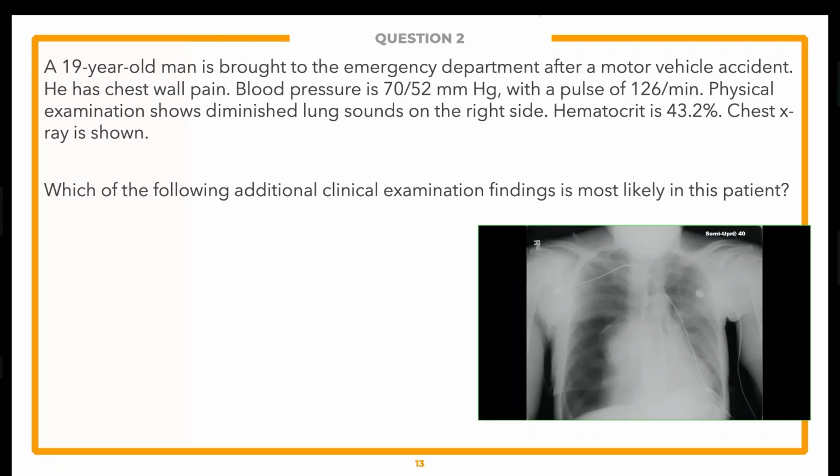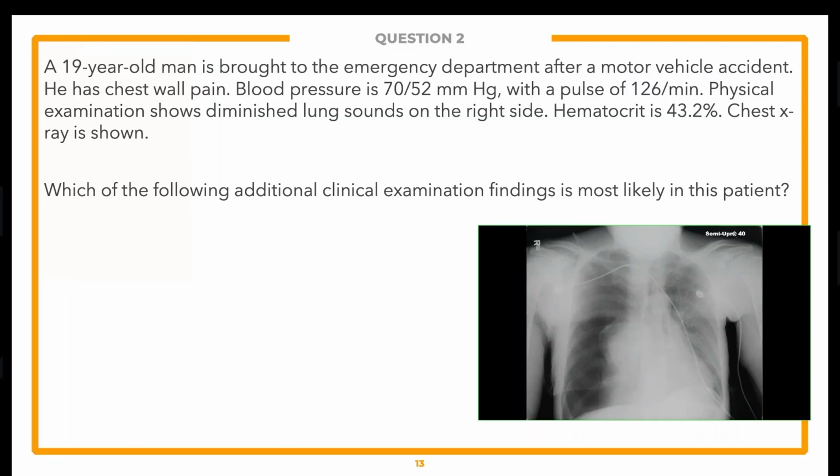A 19-year-old man is brought to the emergency department after a motor vehicle accident. He has chest wall pain. Blood pressure is 70/52 with a pulse of 126. Physical examination shows diminished lung sounds on the right side. Hematocrit is 43.2%. Chest x-ray is shown. Which of the following additional clinical examination findings is most likely in this patient? Think about how many steps it's going to take for you to get to this answer, as I pass it off to Abraham.